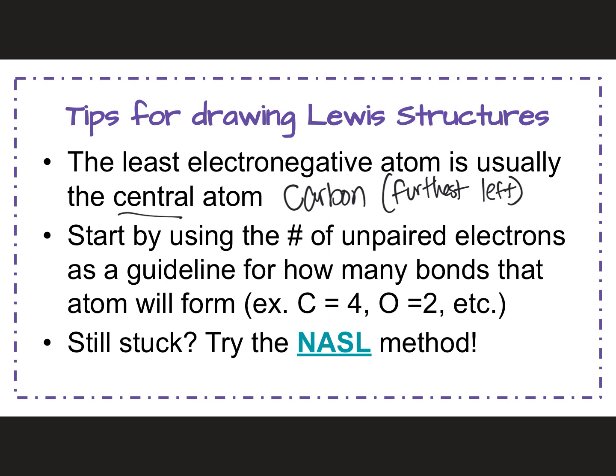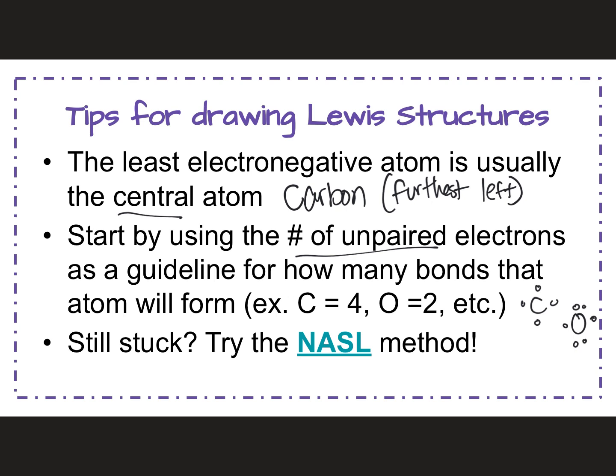To draw a Lewis structure, you're going to start by using the number of unpaired electrons as a guideline for how many bonds that atom's going to form. For example, carbon has 4 unpaired electrons. That means it's going to form 4 bonds. Oxygen, by contrast, has only 2 unpaired electrons. Oxygen generally is only going to form 2 bonds.